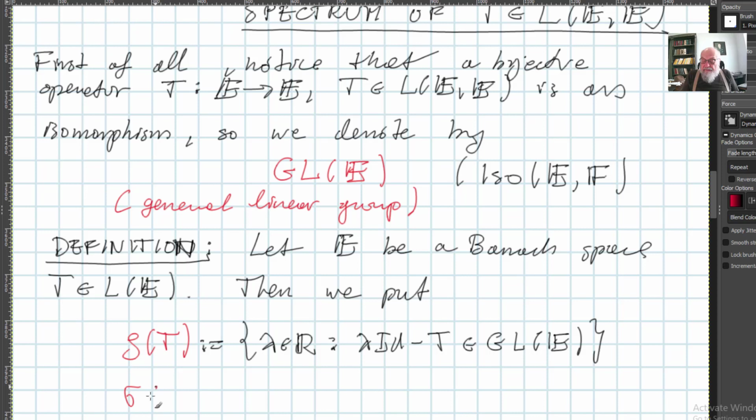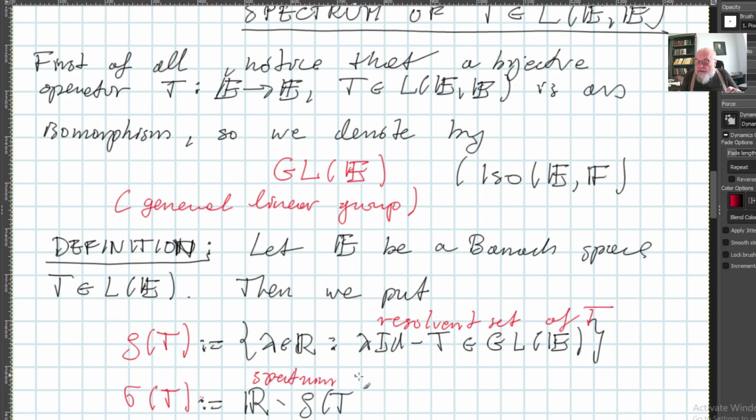And we also put sigma of T, which will be equal to R minus the resolvent set. That's it. This set is called the resolvent set, and this one is called the spectrum of T.